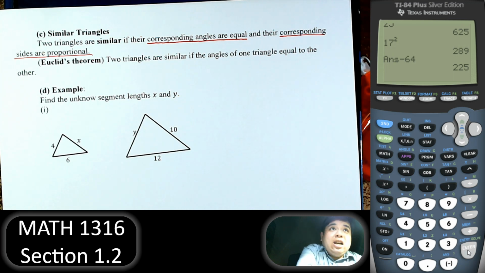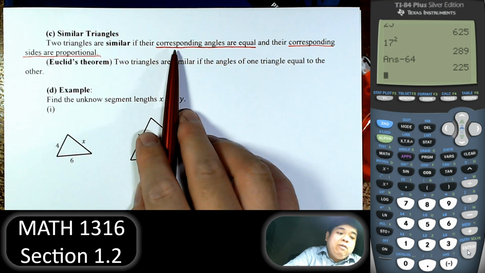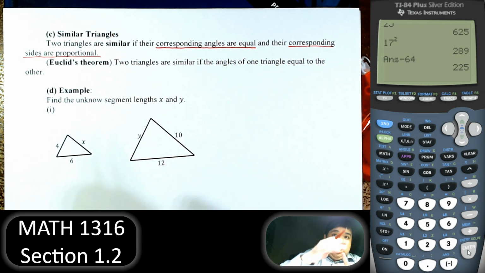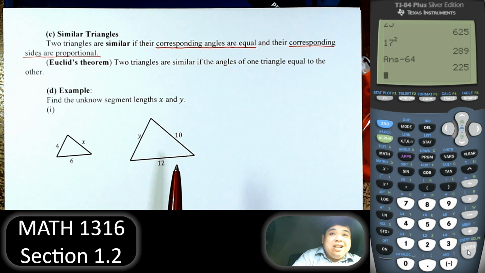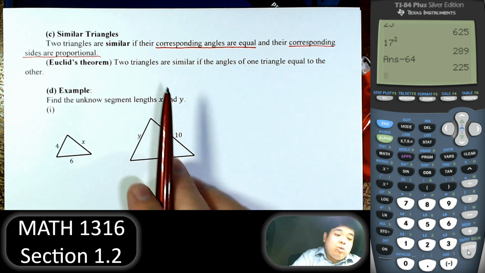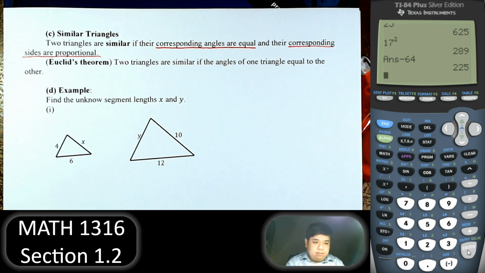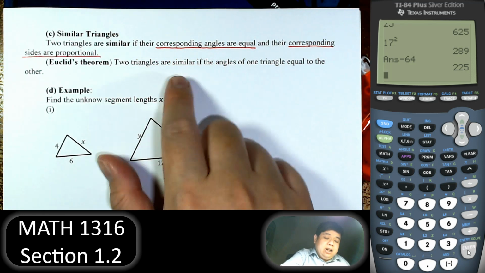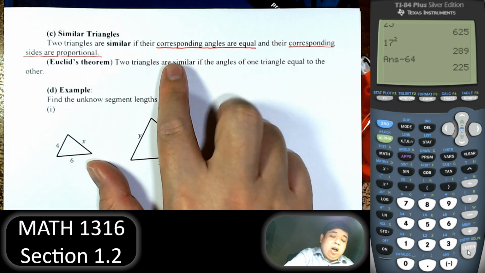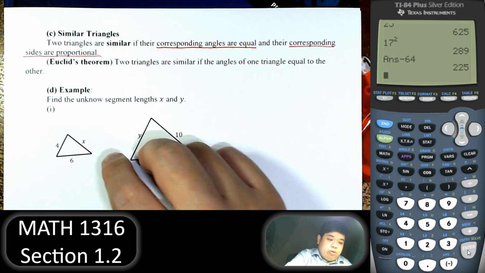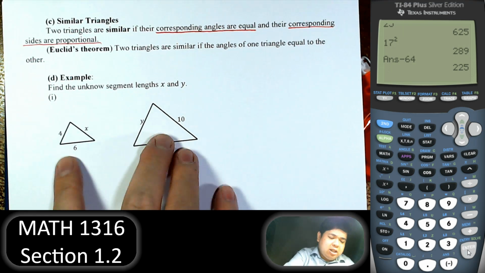And the theorem says, even though the definition requires all three angles of this triangle to equal the three angles of the other triangle, we only need two. In fact, we only need two of them. So once again, the corresponding angles are congruent and the corresponding sides are proportional. Right. So let's look at the first example.